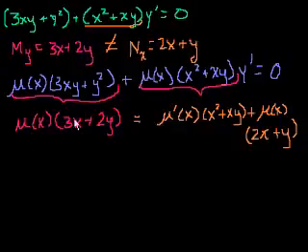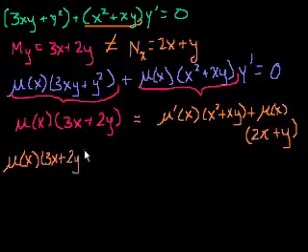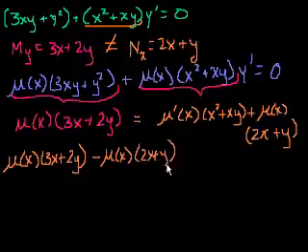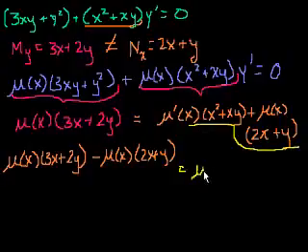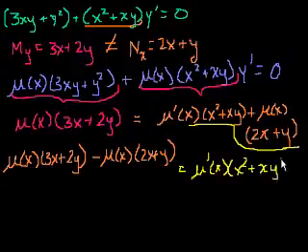So on this side, we have mu of x times 3x plus 2y. And let's subtract this expression from both sides, so it's minus mu of x times 2x plus y. You'll see a lot of these differential equation problems get kind of hairy. They're really just a lot of algebra. And that equals, what do we have left? That equals just this term right here, mu prime of x times x squared plus xy.